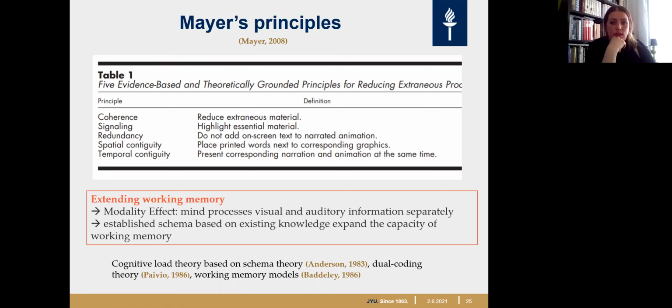And the other way, of course, is to utilize existing established schemas based on existing knowledge to expand the capacity of working memory. So if we can communicate issues that have relations to established schemas, then the processing is much quicker. Here are the three theories that the cognitive load theory is based on still nowadays.